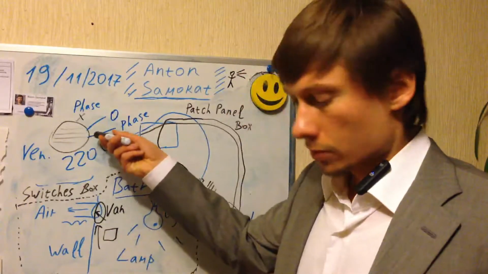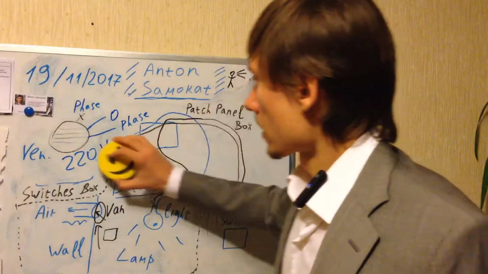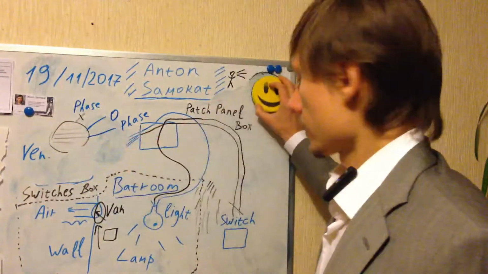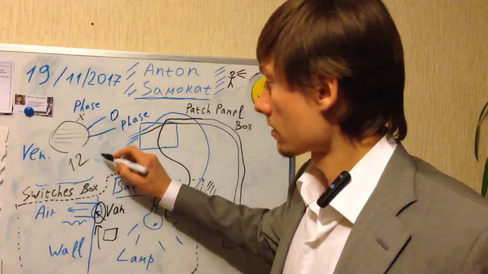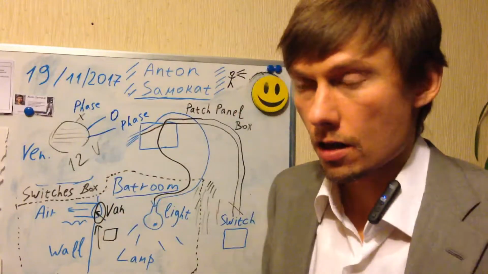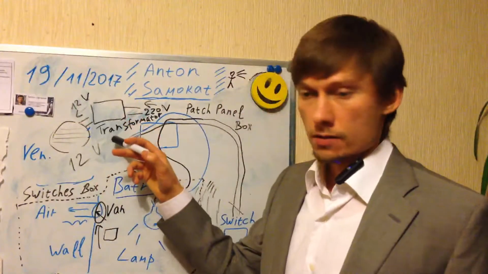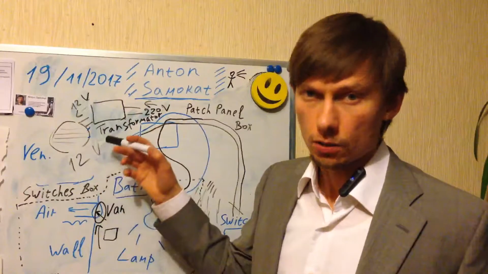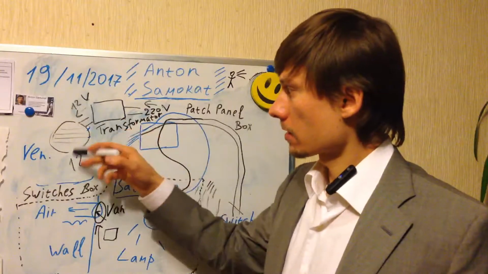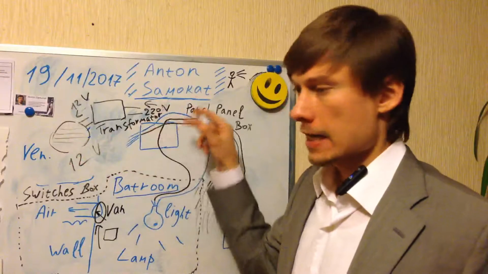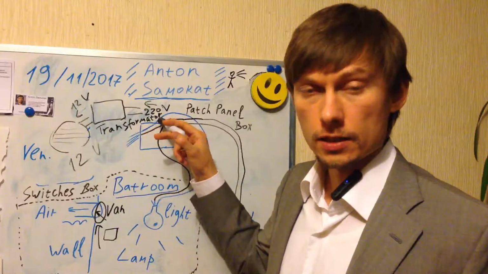So, there is also an additional modification of the ventilator with not 220 volts, but with just 12 volts, like in automobiles. And for this case a step-down transformer can be used. It is installed in between the ventilator and the network with 220 volts.